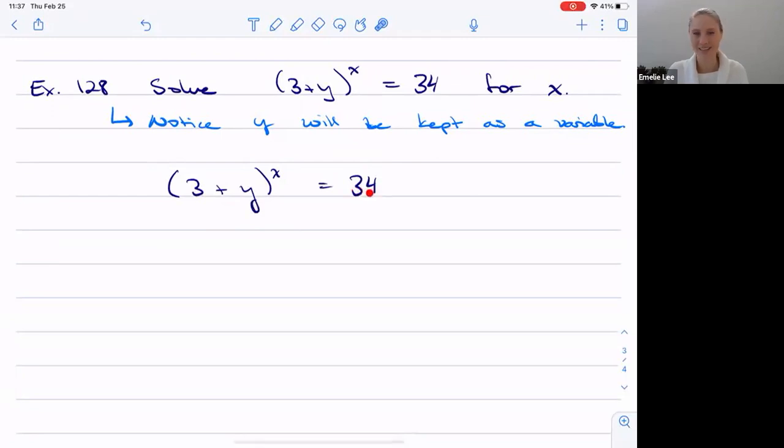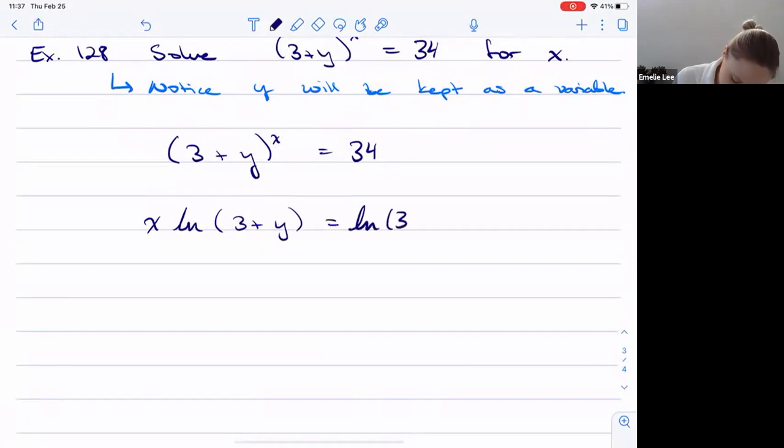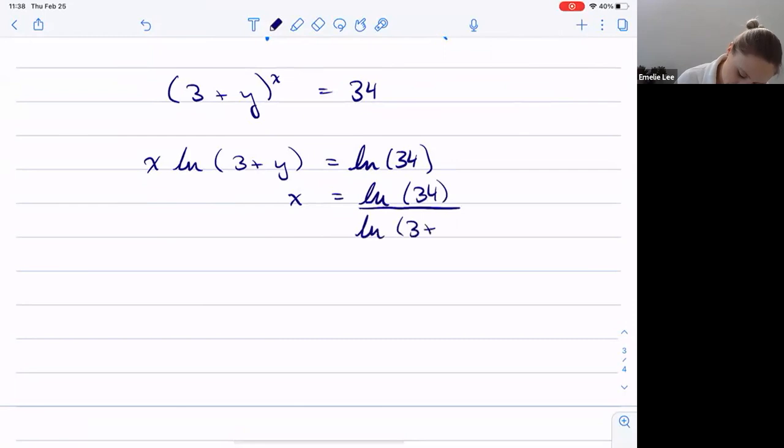You don't want to forget to take the log of both sides, right? So this becomes x times the log of 3 plus y is the log of 34. We need to take the log of both sides. Solving for x, well, that just means I have to divide both sides by the log of 3 plus y. So I have the log of 34 over the log of 3 plus y.